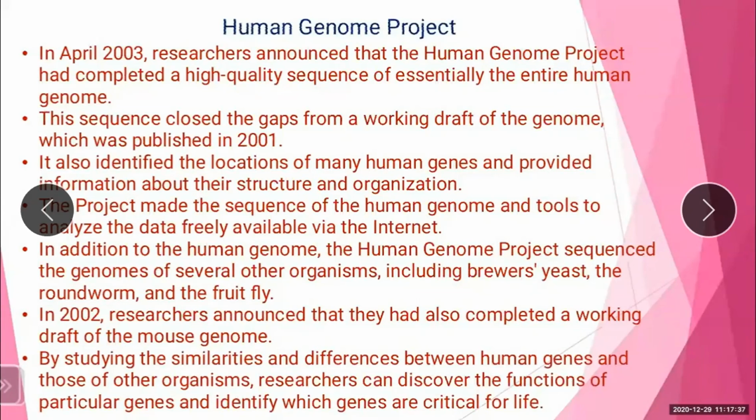So in addition to the human genome, the Human Genome Project sequenced the genomes of several other organisms too, including Brewer's yeast, the roundworm, and the fruit fly. Not only was the project done on human beings, but also on the genomes of several other organisms. In 2002, the researchers announced that they had also completed a working draft of the mouse genome.